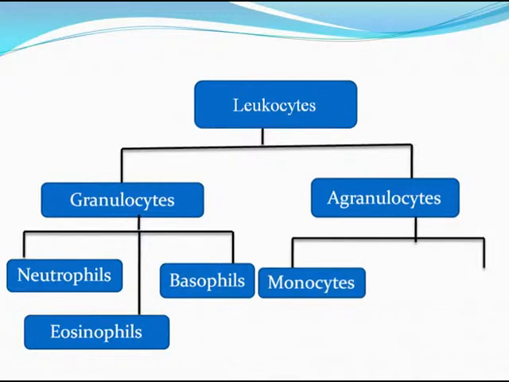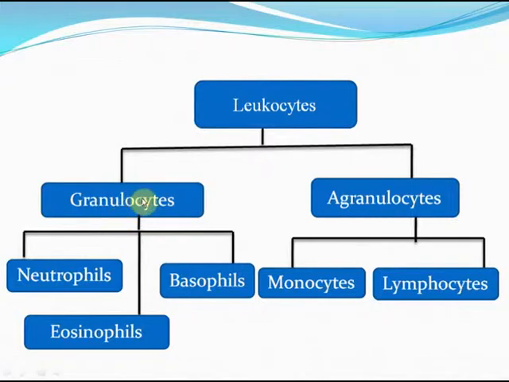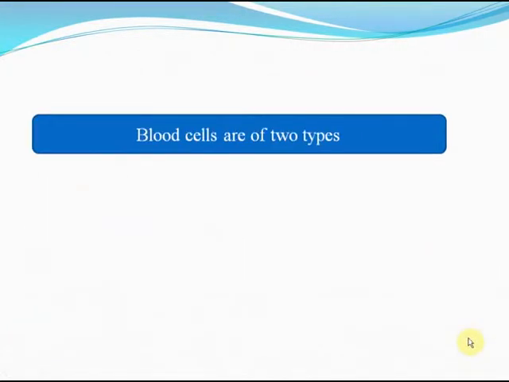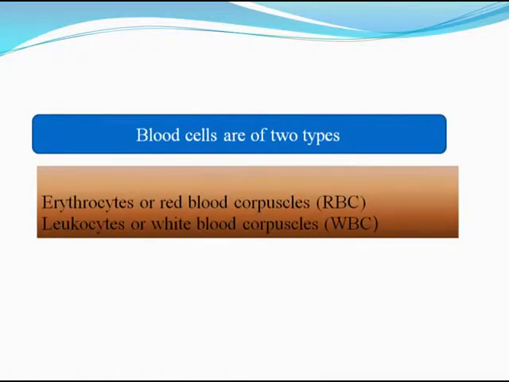Why are we saying granulocytes or agranulocytes? Granulocyte means with cytoplasmic granules, agranulocyte without cytoplasmic granules, and on the basis of the staining characteristics of the cytoplasmic granules, these are divided into neutrophils, eosinophils, and basophils. Neutrophil stains with both types of dyes, acidic and basic, so we say neutrophils. Eosinophil stains with only acidic dyes, so we say eosinophils. And basophils are stained with only basic dye, so we say basophils. So, blood cells are of two types: erythrocytes or red blood corpuscles, and leukocytes or white blood corpuscles.